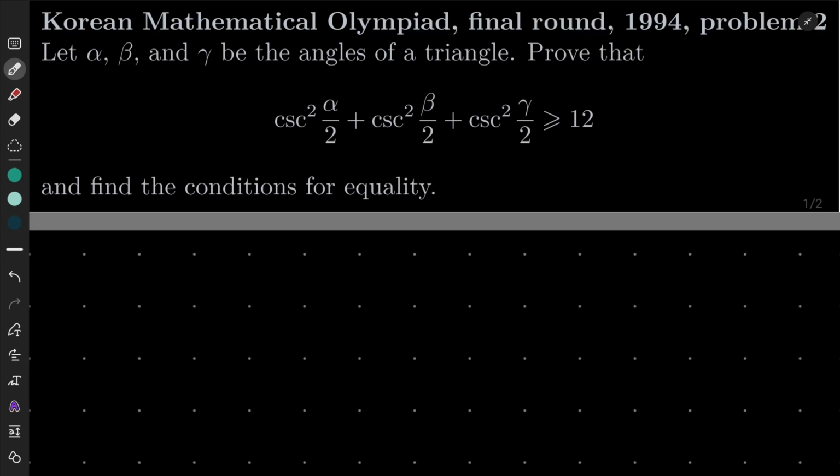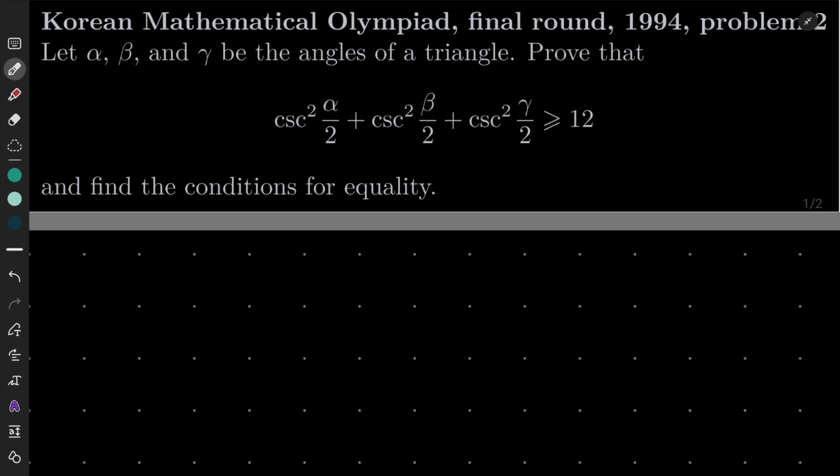Hello friends, in this video I'd like to solve the following problem from the Korean Mathematical Olympiad, final round, year 1994, problem number 2. Let alpha, beta and gamma be the angles of a triangle. We wish to prove that cosecant squared of alpha over 2 plus cosecant squared of beta over 2 plus cosecant squared of gamma over 2 is always greater than or equal to 12, and then we wish to find the conditions for equality. So for what angles is this equality attained?